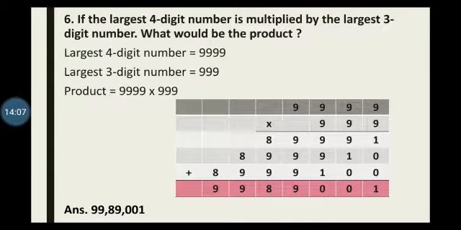I will quickly explain the other 2 statements. We have the largest 4-digit number to be multiplied by the largest 3-digit number, and you have to tell the product. So you write the largest 4-digit number, 4 times 9, and the largest 3-digit number, multiply as you have learnt, and you will get your answer 99,89,001.